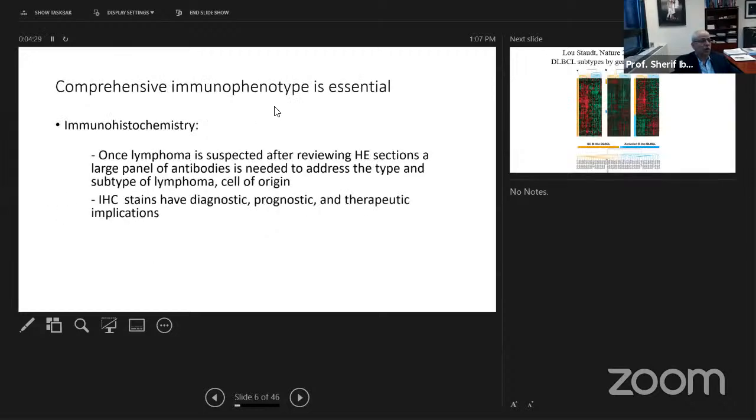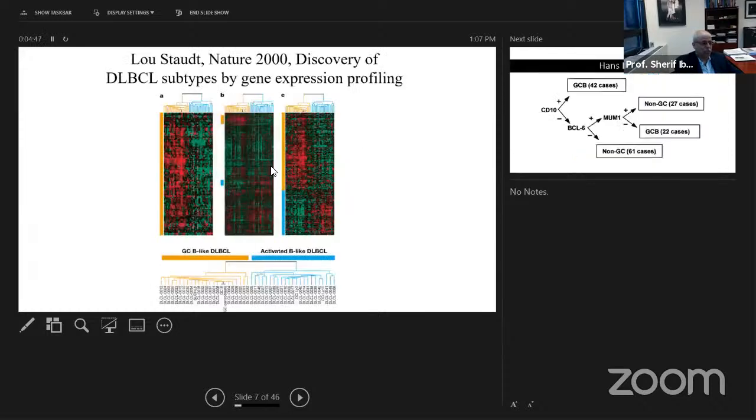So, comprehensive immunophenotype. Once you get your H&E section, morphology is great. It tells you it's lymphoma, but it doesn't tell you if it's a B or T and what subtype. Then you need to use immunohistochemistry, and you have to have enough panel of immunohistochemistry. How do we decide on that? I'm going to go back about 20 years ago.